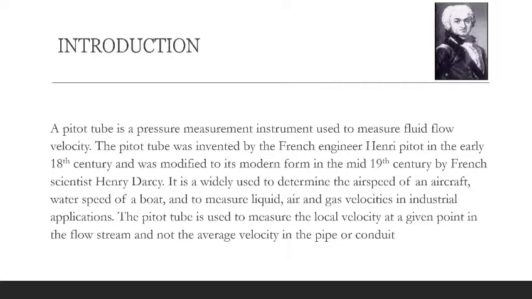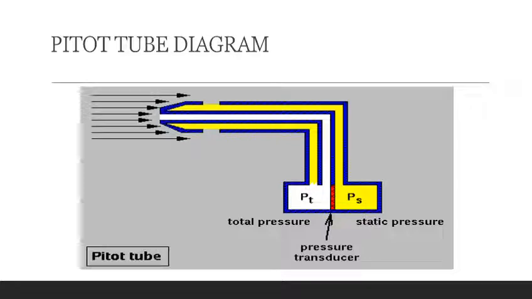And here is the diagram of the Pitot tube. Here PT is the total pressure and PS is the static pressure. And this is the pressure transducer.